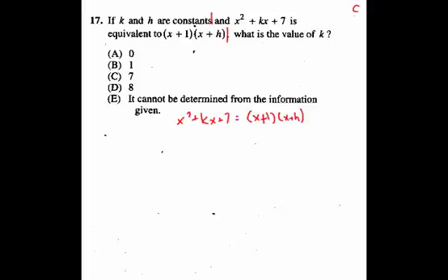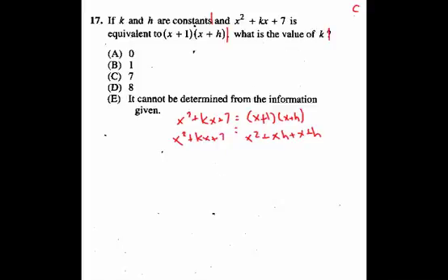Now we've got these two parentheses. We should FOIL it out. So we're going to get x squared plus xh plus x plus h. And I'll just write down the left-hand side again: x squared plus kx plus 7. Okay, and they want to know what the value of k is.